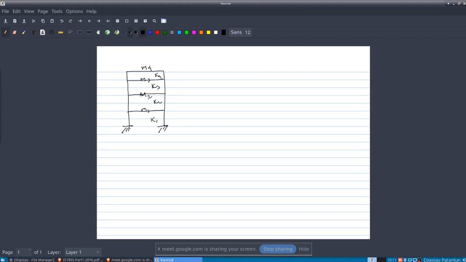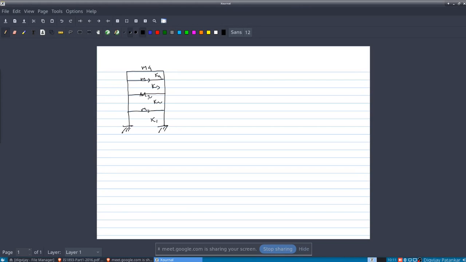Now the building is very simple, it's regular, and there are no mass or stiffness irregularities that you are now aware of. So those things are not here in this particular structure. It's a simple regular structure. So in such cases the equivalent static method may be used because it's very simple.